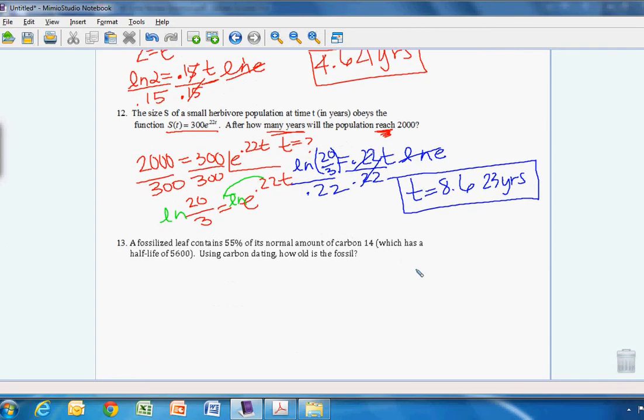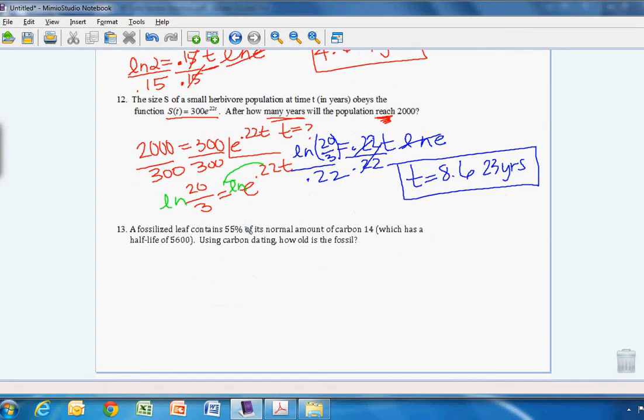And the last one, I have a fossilized leaf that contains 55% of its normal amount of carbon, which has a half-life of 5,600 years. So this should say years, okay? Using carbon dating, how old is the fossil?